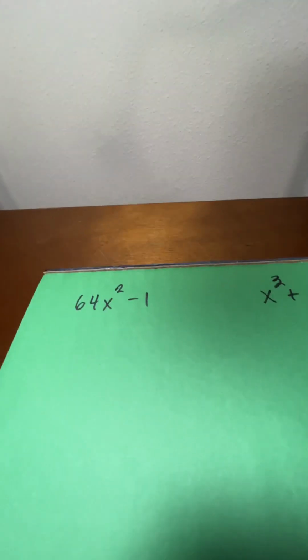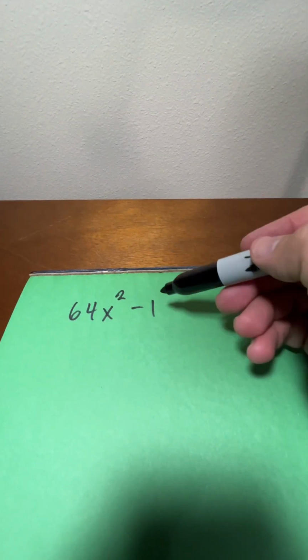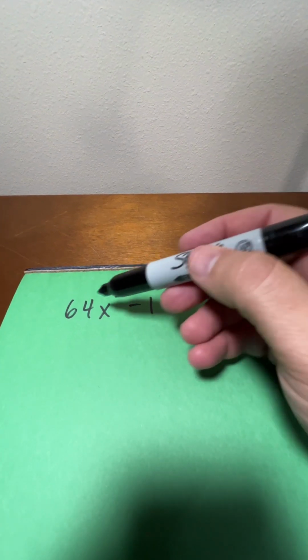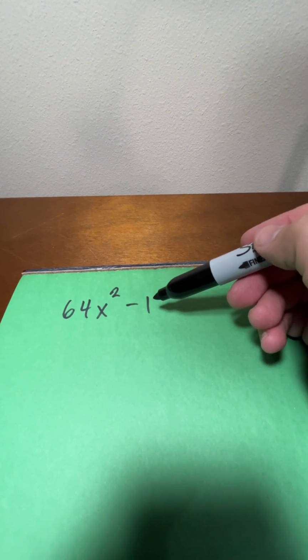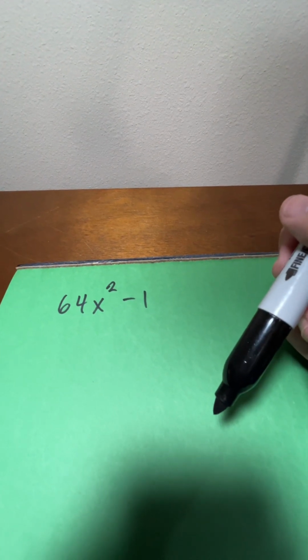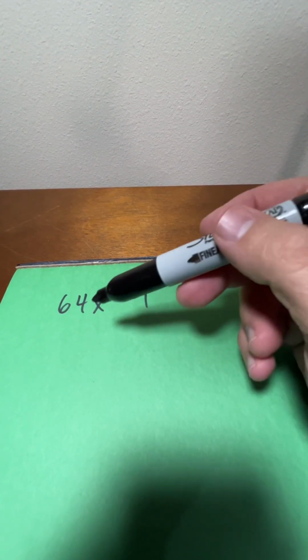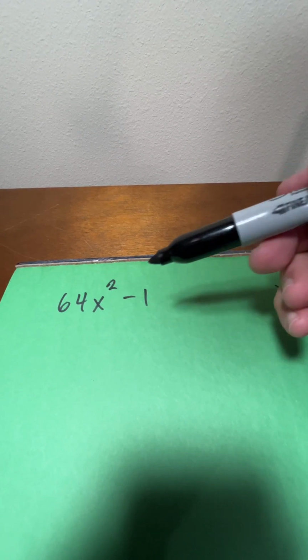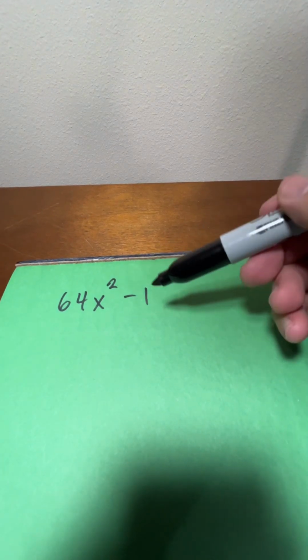Let's talk about factoring a little bit. If you have two terms and both of those terms are perfect squares and it's a subtraction problem, that's called the difference of two squares. And a perfect square is a number that there's something else times itself that equals that number.